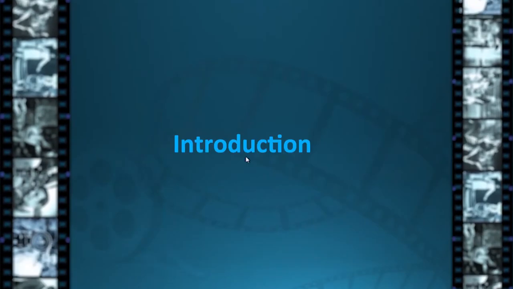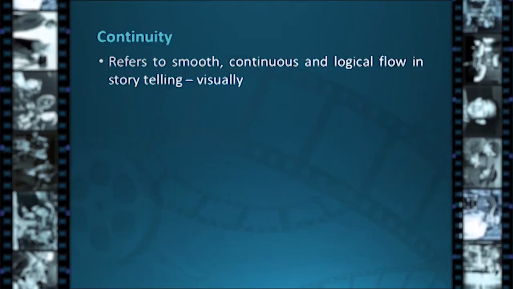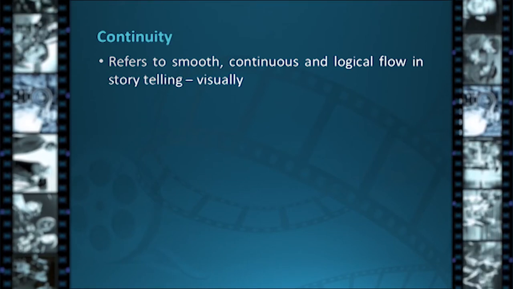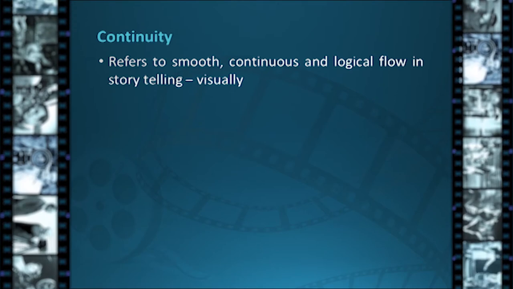Now, let us move on to the second C of cinematography as talked about by Joseph Mescaly, which is continuity. Continuity is a very simple concept actually. It might seem difficult, but very simply what it means is that whenever you're telling a story, the story should appear very smooth, very continuous, and it should have a logical flow. There should be no haphazardness to a story. To make it simpler, continuity is all about making sure that the events in the story flow in a chronological order. So, there's a beginning, a middle and an end.